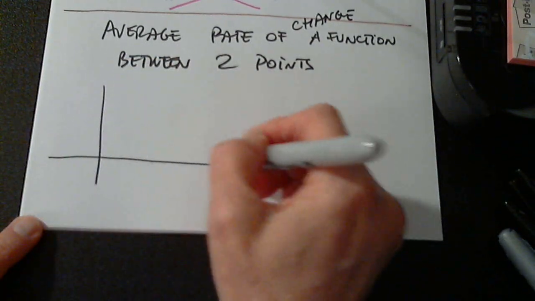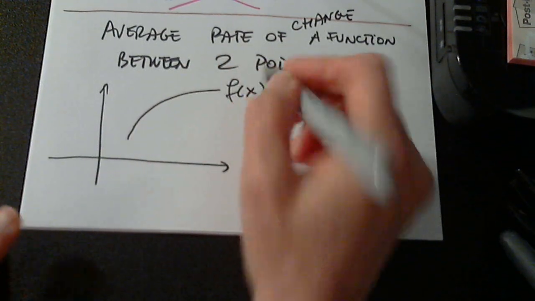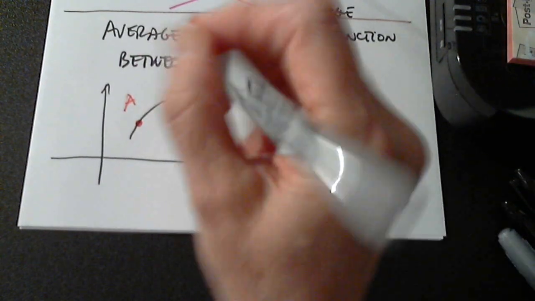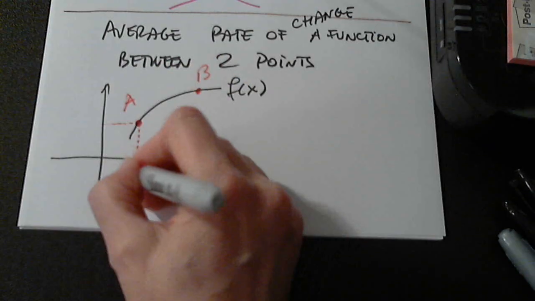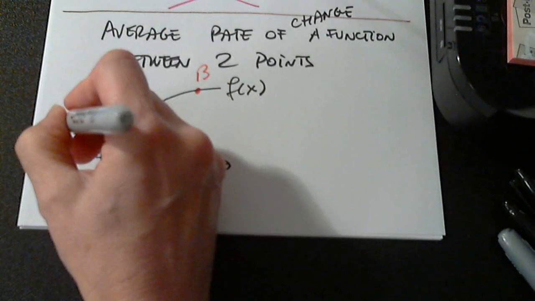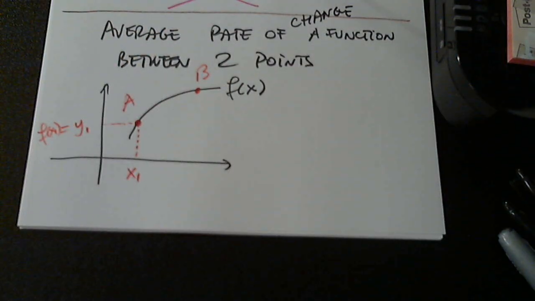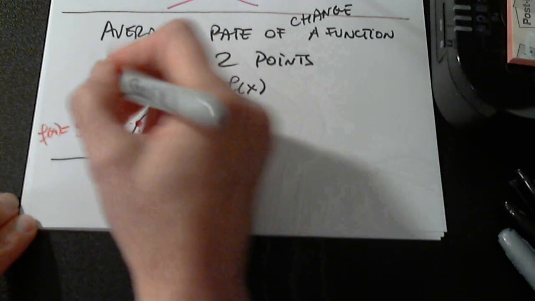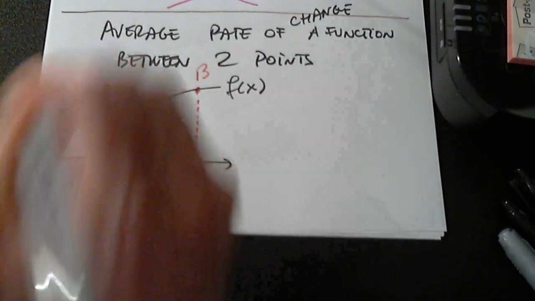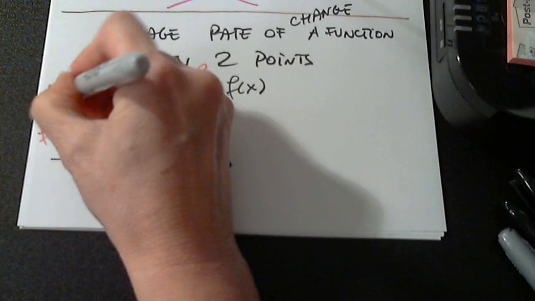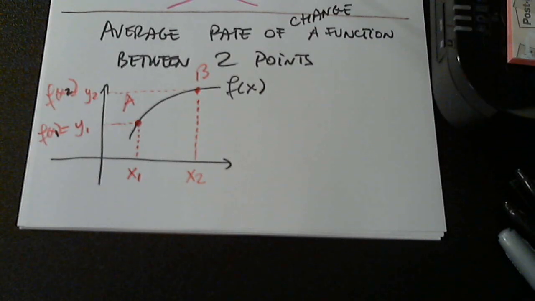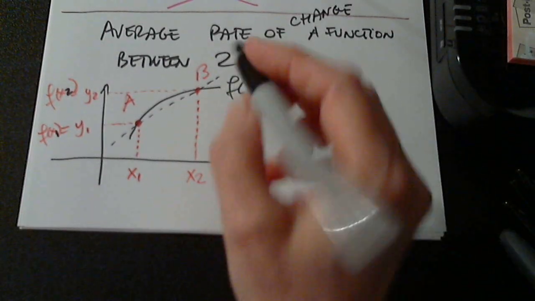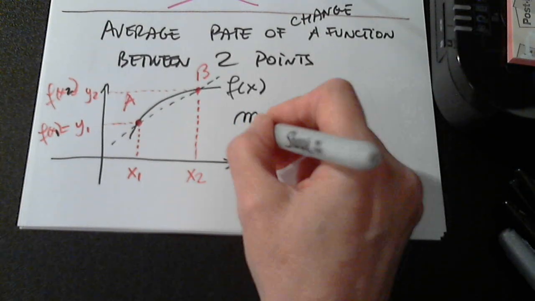So here's a function, here's our f of x. Let's say we have 2 points, point A and point B, and they have coordinates x1, y1, or f of x1, and x2, and of course there is a y2, but I prefer f of x2. Imagine that we draw a secant line through those 2 points, and the secant line has a slope. So the slope of AB.